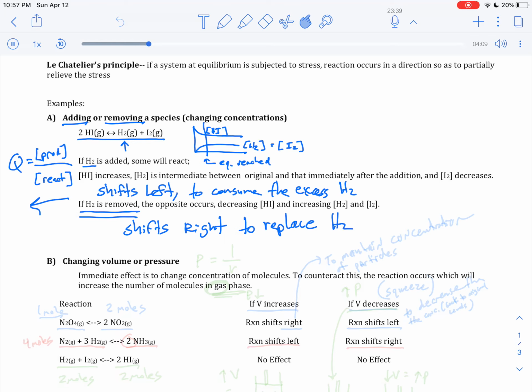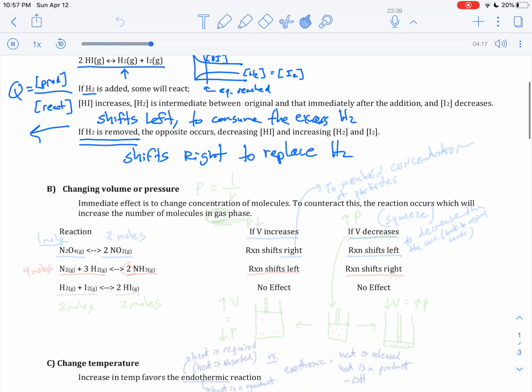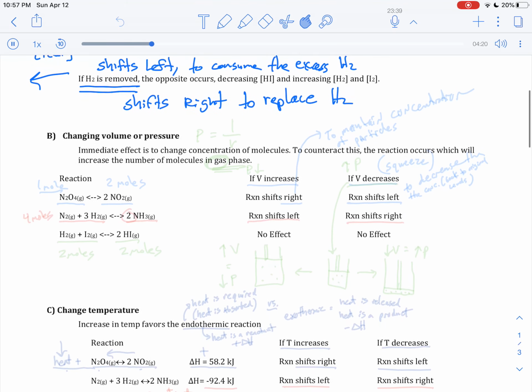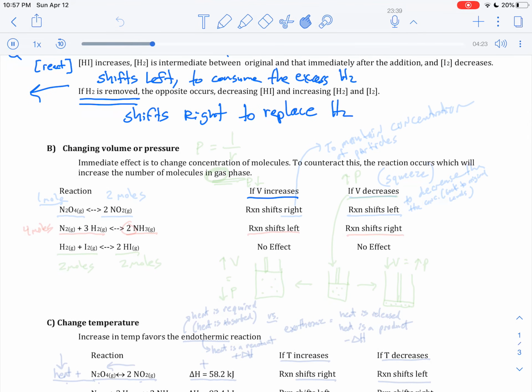All right, let's look at example B. Another thing that can cause an equilibrium to shift is changing the volume or the pressure. Let's talk about volume first. Say we increase the volume. In this first reaction, you have to pay attention to the number of moles of gas reactants and moles of gas products. Here we've got 1 mole of gas reactants, and on the product side we have 2 moles.